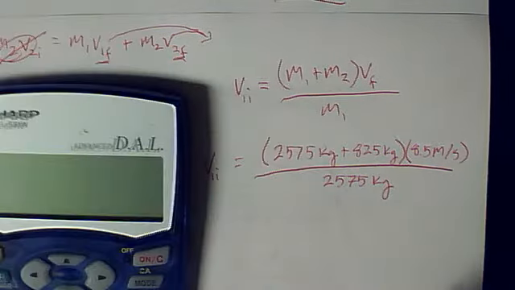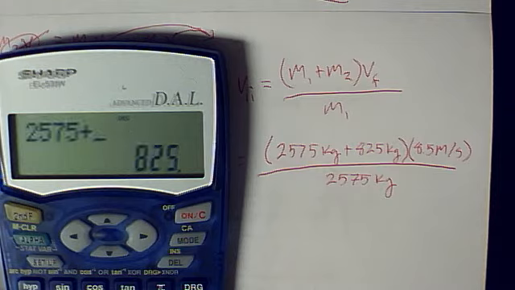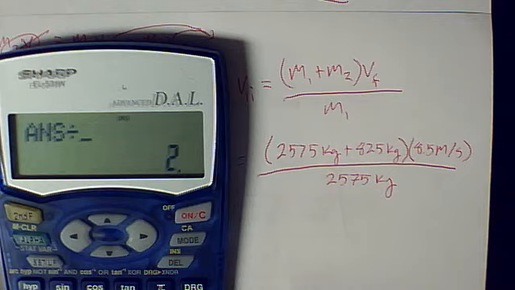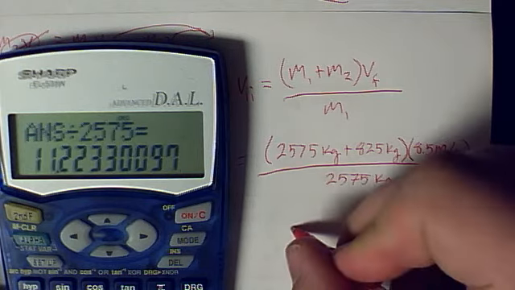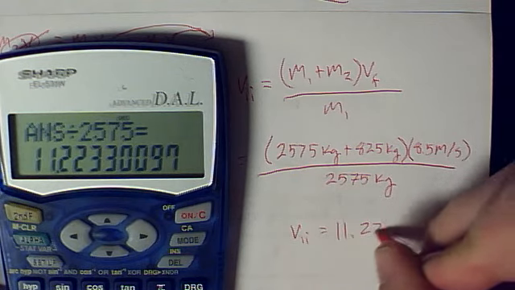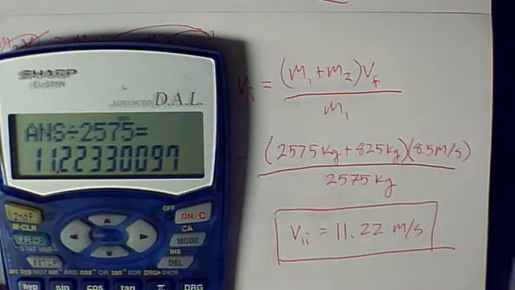So, calculator time. I have 2,575 plus 825 equals 3,400 times 8.5 equals 28,900 divided by 2,575 equals. v1I is 11.22 meters per second. Awesome.